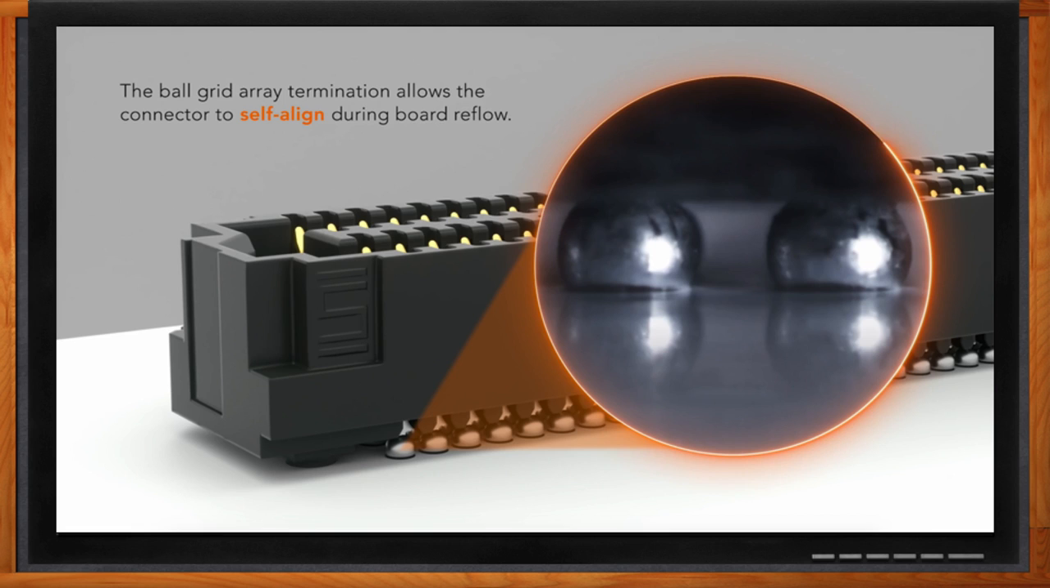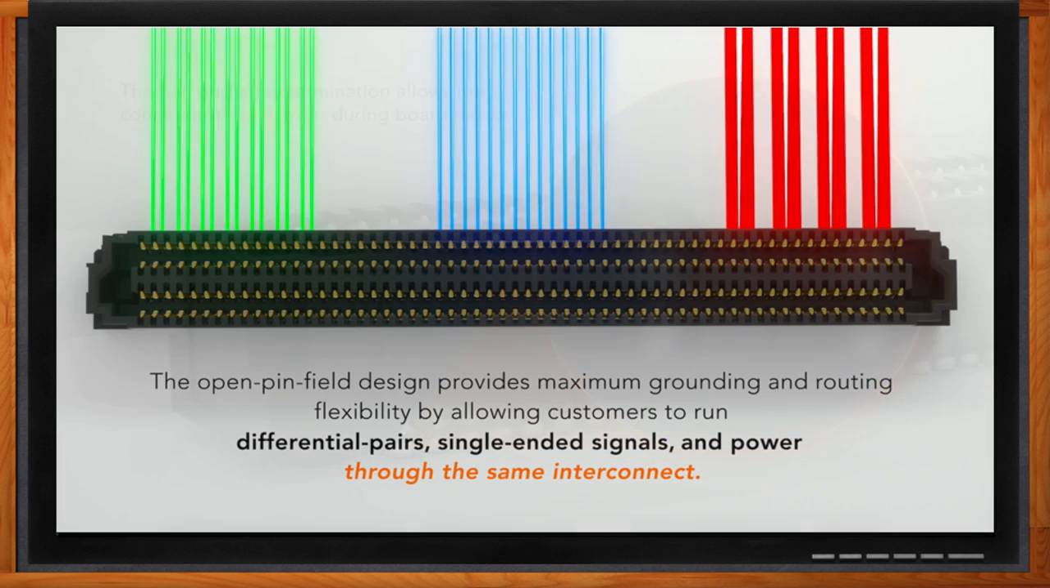Now, Matt, you mentioned open pin field earlier. Does this come into play here as well? It does. The open pin field design of Accelerate HD, again, allows for flexibility in terms of how system designers select their pinout. They can optimize the pinout from their SOM down to their carrier card for performance and layout. So we mentioned earlier, any one pin on the Accelerate HD can act as a differential pair, a single-ended signal, or power through the same connector. This is a key feature that system designers appreciate when it comes to designing their systems.